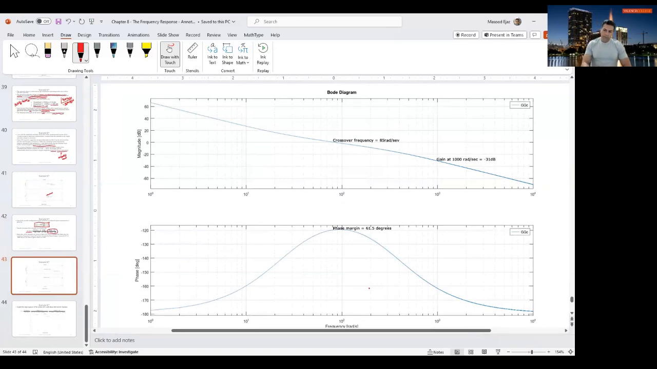So now if we look at 1 radian per second, 10 radian per second, so this is 10 radian per second. At 10 radian per second, your gain is still more than 20 decibel, greater than 20 decibel. So that first condition is satisfied.